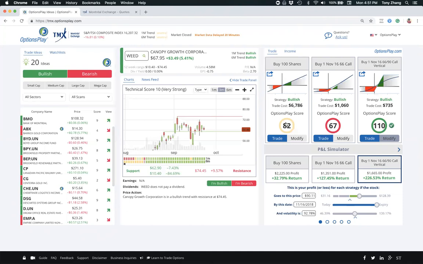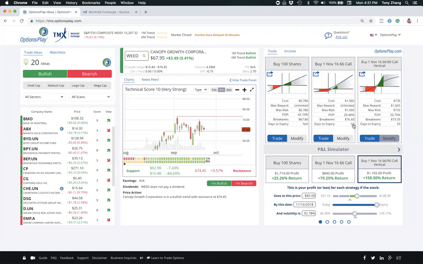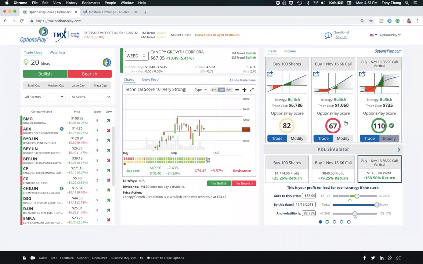So let's take a look at a few different examples here. I talked about Canopy Growth trading around 67.95. What happens if this stock goes up to 85, which is roughly about a $12 move to the upside? We just said the stock moved $25 over the last couple of weeks. So I think a $12 move higher is not out of this world, especially over the next 45 days. So we're talking about November 16th. That's actually a little more than 45 days, almost 53 days. So in the next 53 days, let's say the stock's going to go up to 85. How did these strategies perform?